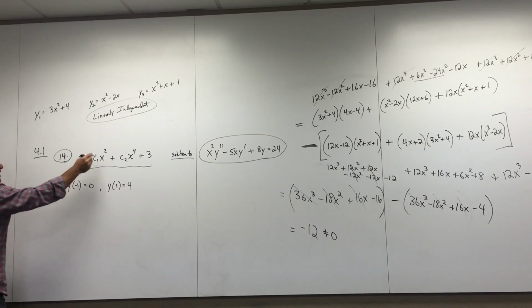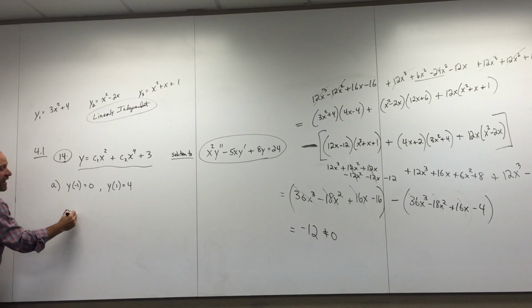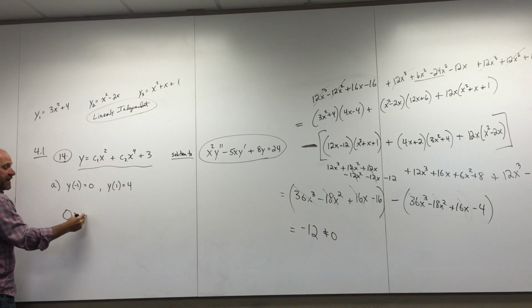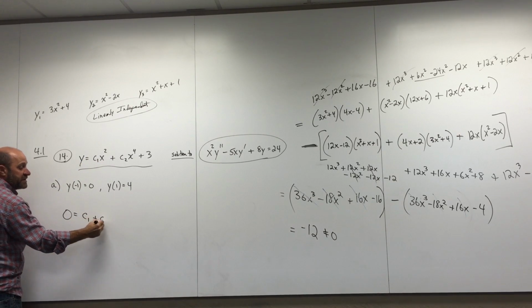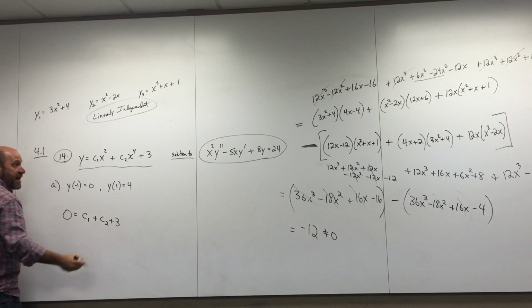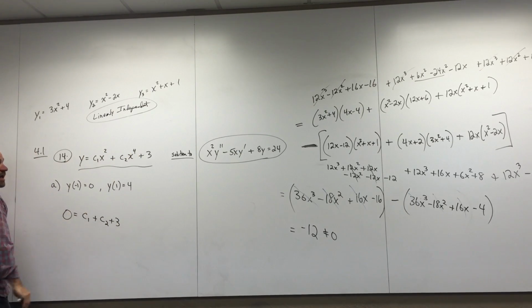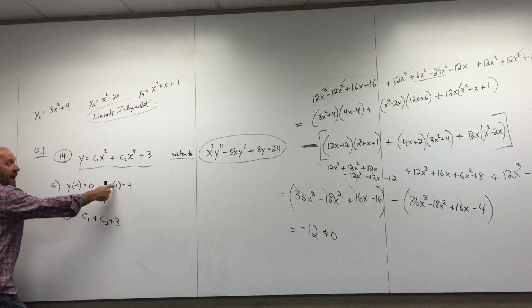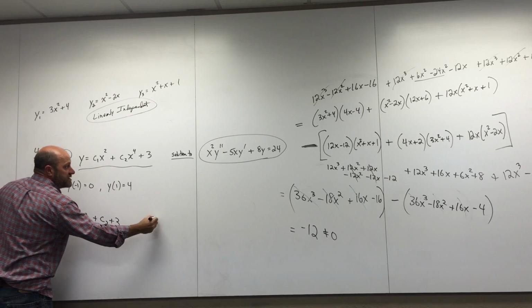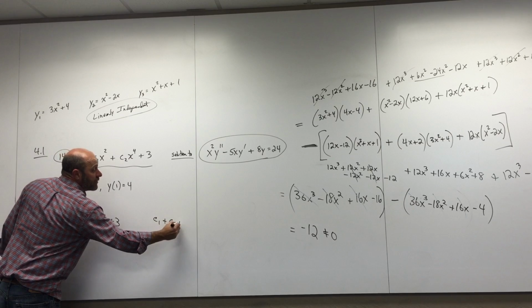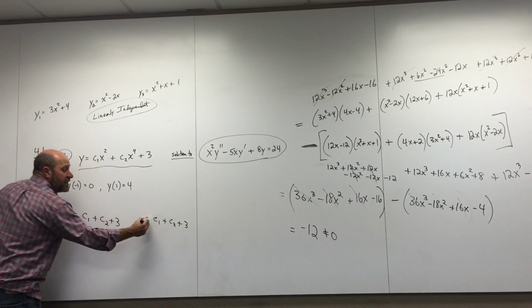If we plug a -1 in for x, we get a 0. Let's try that. Plugging a -1 in for x gives me C1 and C2 and 3. You guys okay with that? That was kind of easy, right? Plug a -1 in for x, and that's what you get. Plug in a 1 for x, and you get C1 and C2 and 3. You get the same thing, but now it equals 4.